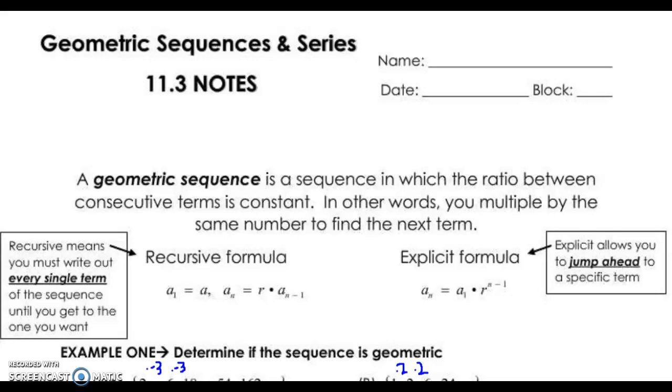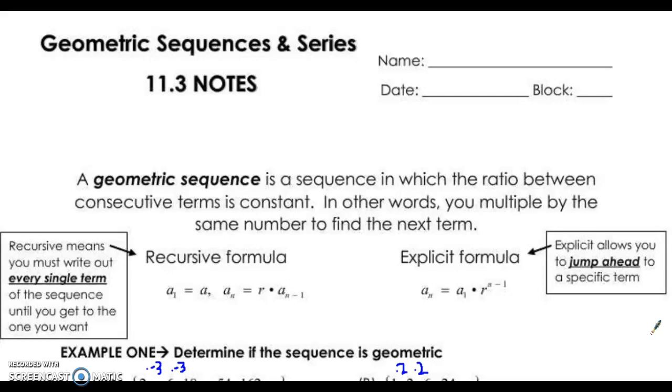Okay, pre-calculus, we are on the third day of sequences and series in our unit. So a geometric sequence, we're going to go over those today. A geometric sequence is a sequence in which the ratio between consecutive terms is constant. So in other words, you multiply by the same number to find the next term.